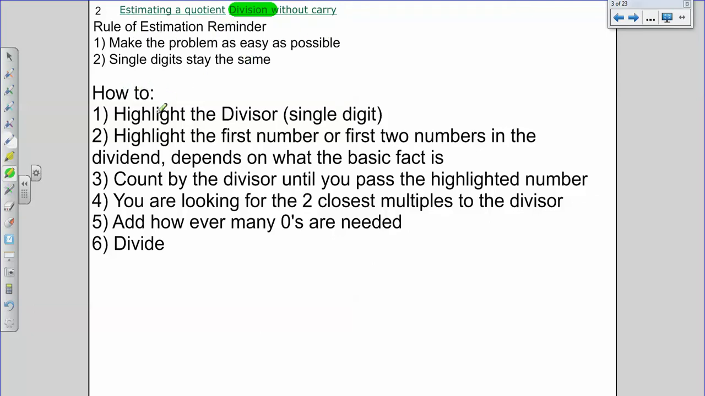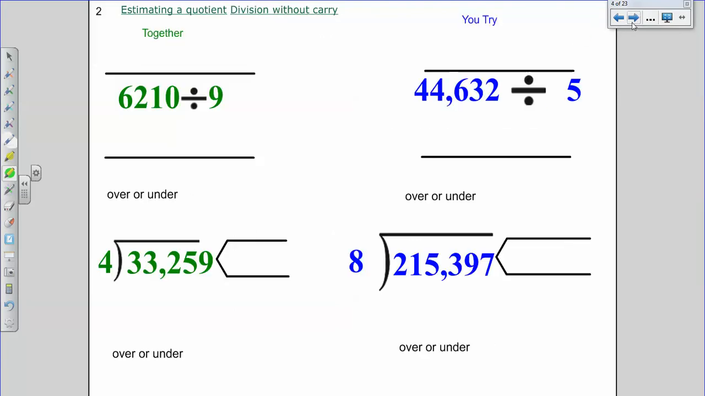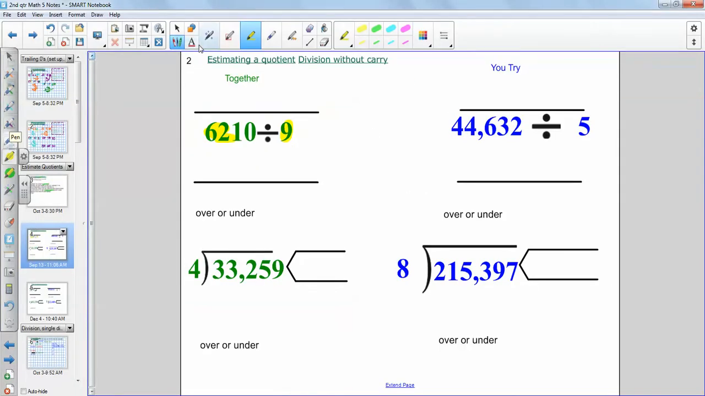How are we going to estimate a quotient? We're going to highlight the divisor, which is our single digit. We're going to highlight the first two numbers in the dividend, and then we're going to use our multiples. So let's just do one here. So if I highlight my divisor and the first two numbers of my dividend, we've done that step. Now, I've got to get out something to write with here.